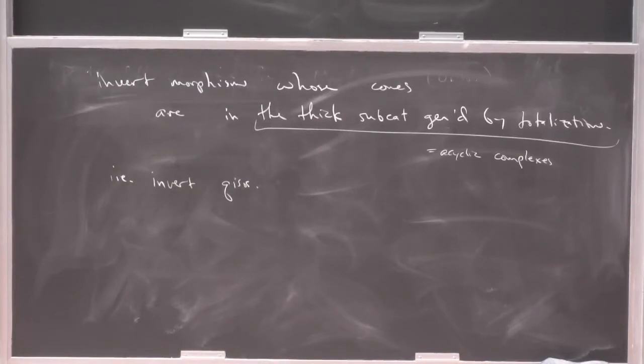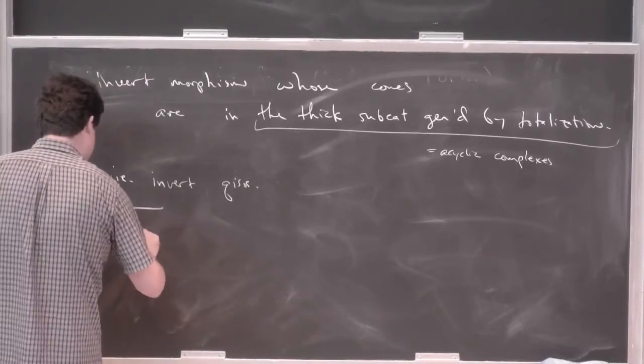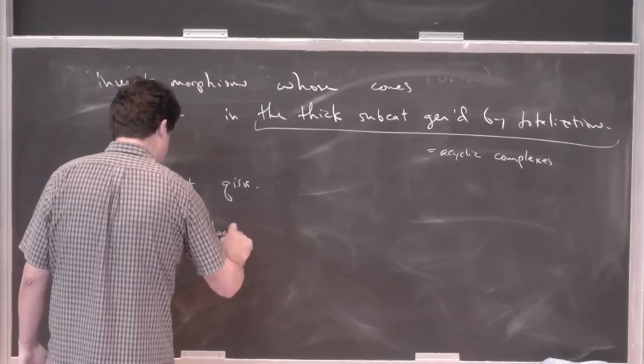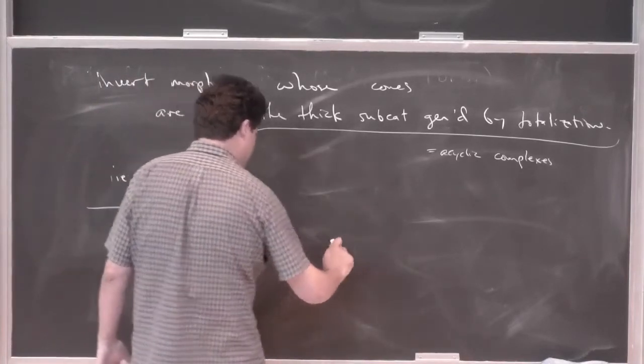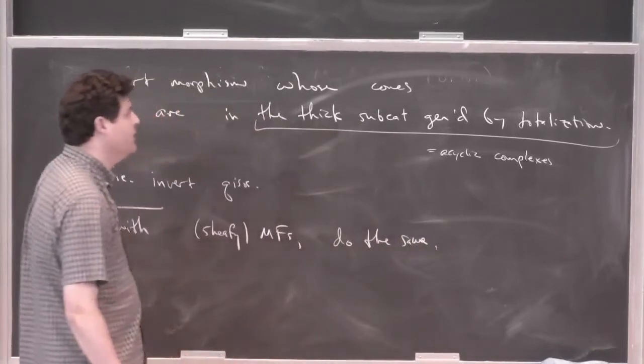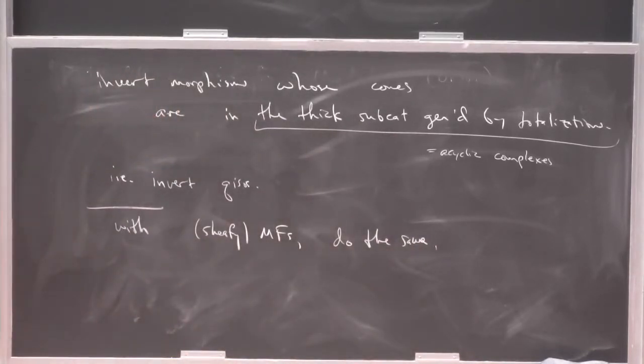So with matrix factorizations, or with possibly sheafy matrix factorizations, you do the same. We had this category of curved DG sheaves, which we were thinking of as being like complexes. We have maps between them. You should check that if I take the cone of such a map, it's again a curved DG sheaf, that cones behave the way you want in this category, even though D squared is W.